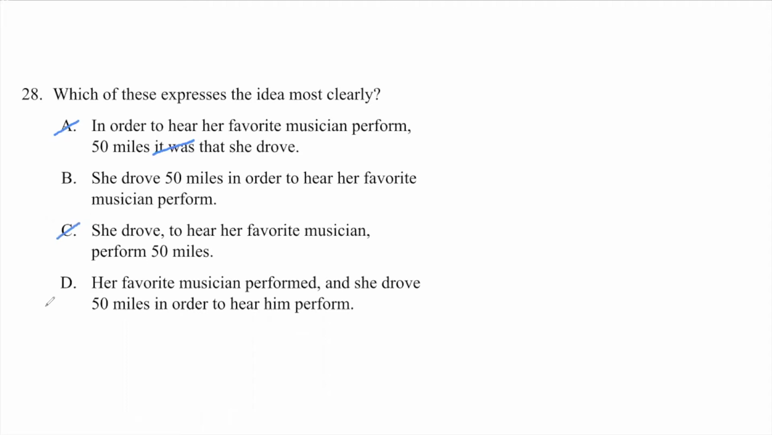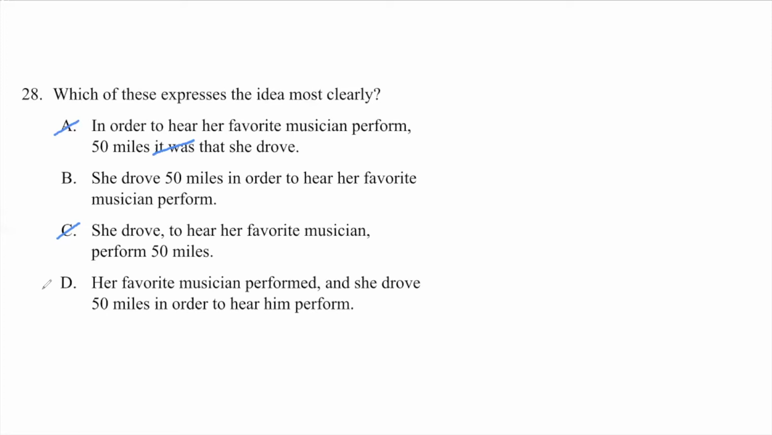Her favorite musician performed, and she drove 50 miles in order to hear him perform. I can't hear anything particularly wrong with that, so let's keep it in the running. Now we've got it down to B or D. They both sound correct. How are we going to choose? This is when we use the second strategy. When in doubt, choose the more concise answer. In other words, the shortest. B is shorter than D.